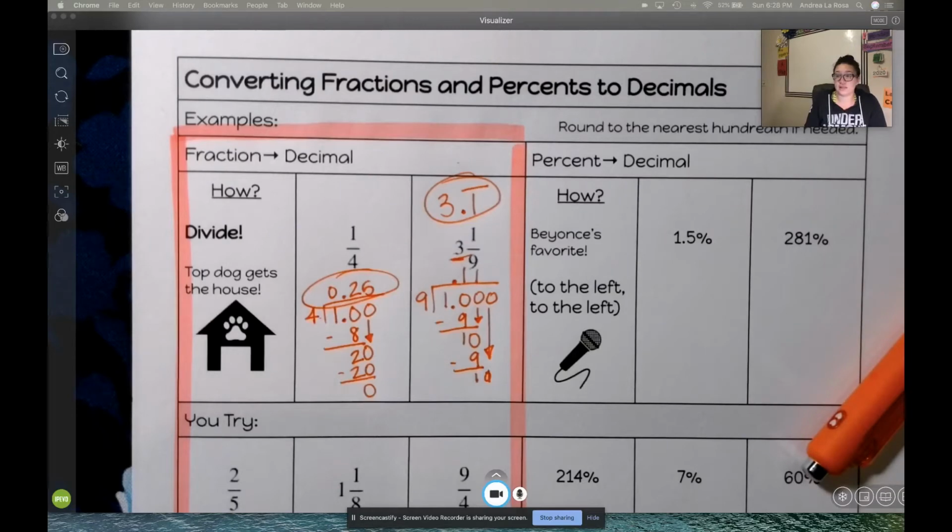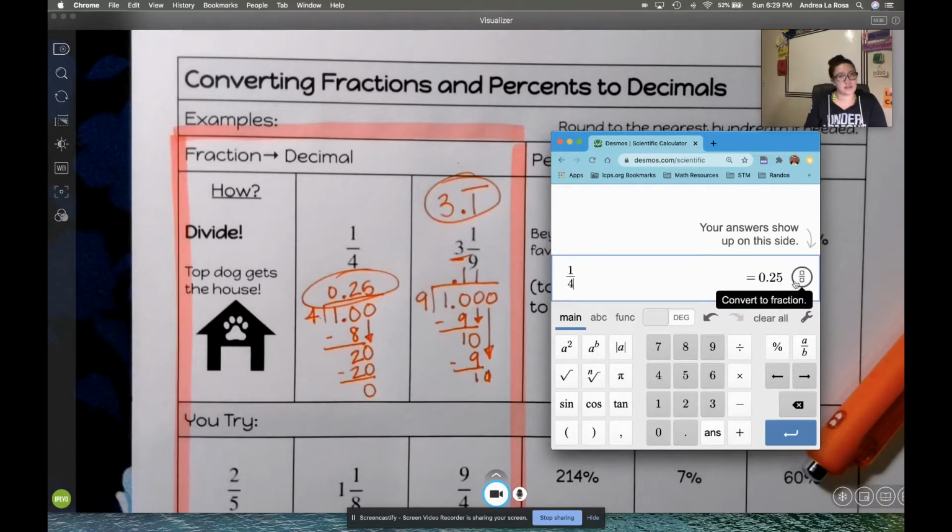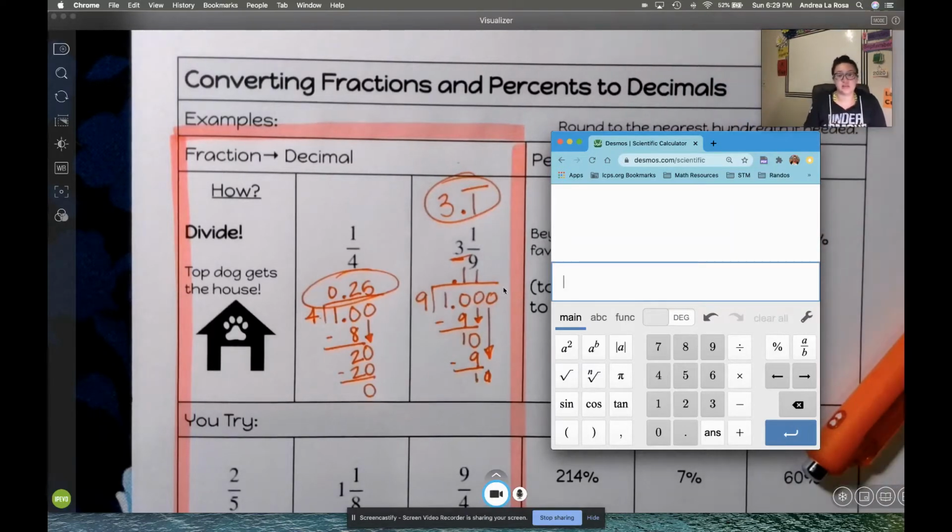You could also do these in the calculator. Again, it's just division. So for this first one, I would do 1 divided by 4. I get 0.25. I'm just using the regular Desmos, the Virginia SOL. You don't get the fraction one, so don't get used to having that there. The next one, 3 1/9: do 1 divided by 9. You get 0.1 repeating, but then don't forget to put that 3 out front.